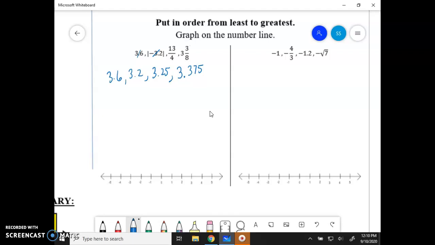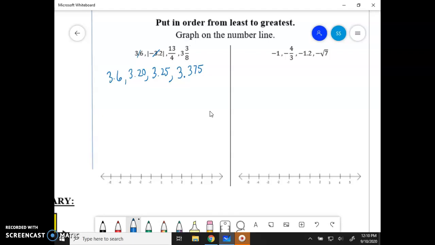Now, once you have it like here, it should be pretty easy. And if you're not sure what's bigger, 3.2 or 3.25, if you just add zeros, it might help. Well, this one's 3.20, this is 3.25. So 3.25 is obviously a little bit bigger, right?